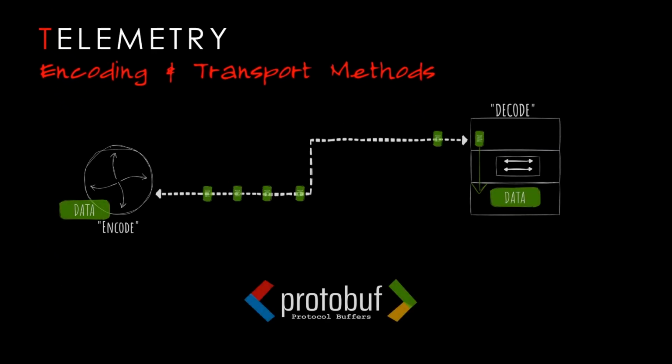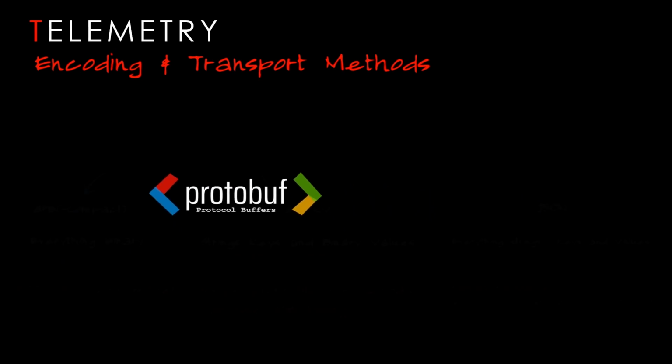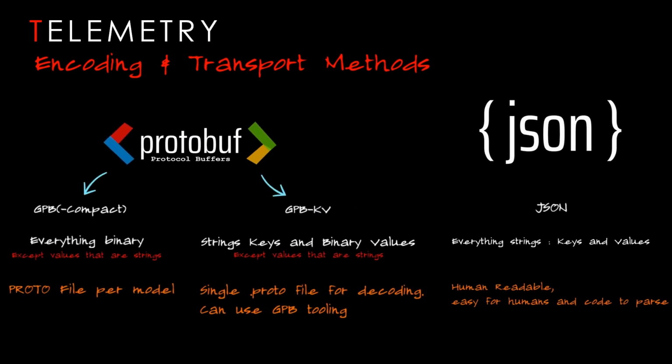Encoding, or serialization, translates data into a format that can be transmitted across the network. When the receiver decodes the data, it should be a semantically identical copy of the original data. Protocol buffers are Google's language-neutral, platform-neutral, extensible mechanism for serializing structured data, which is faster, smaller, and simpler. Strings are basically readable and self-describing, but not efficient. So Google protocol buffers are a widely adopted, highly efficient way of encoding telemetry data.